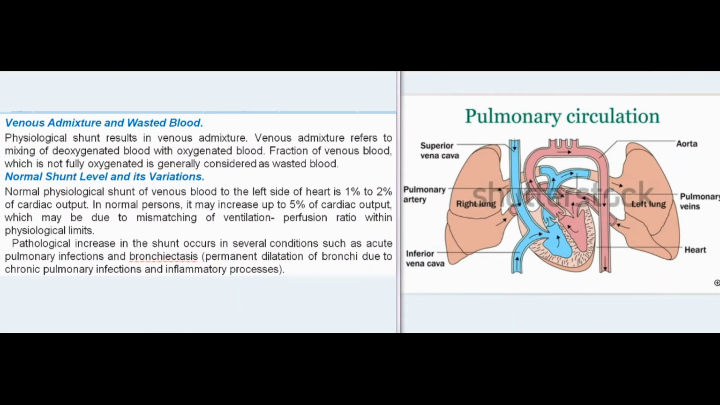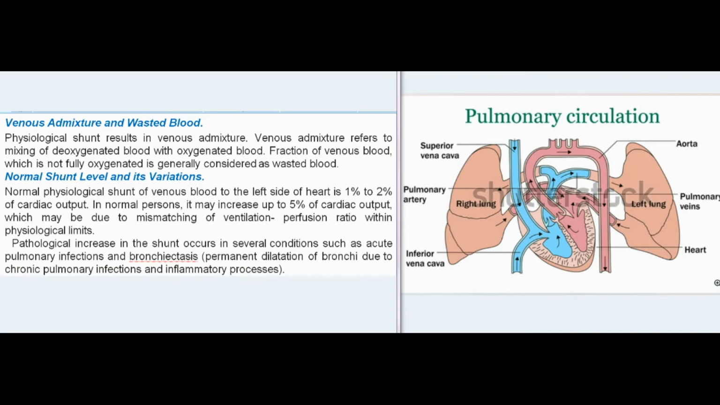Venous admixture and wasted blood. Physiological shunt results in venous admixture. Venous admixture refers to mixing of deoxygenated blood with oxygenated blood. The fraction of venous blood which is not fully oxygenated is generally considered as wasted blood.